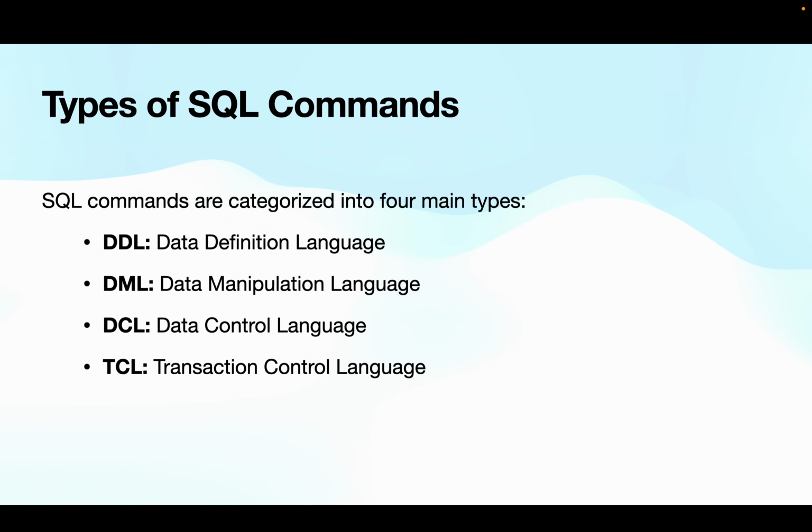SQL commands are broadly categorized into four types. They are DDL, DML, DCL, and TCL. We're going to go through each one of these in detail in the next slides, but at a high level, DDL means Data Definition Language. DML means Data Manipulation Language. DCL means Data Control Language. TCL means Transaction Control Language. They are very self-explanatory, but we'll go deep into these types of commands.